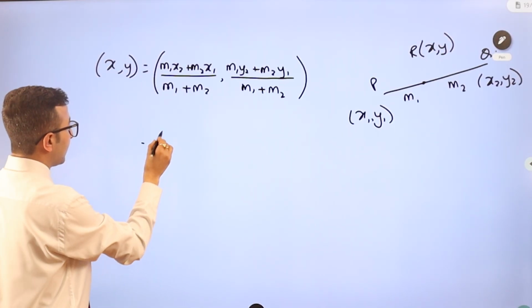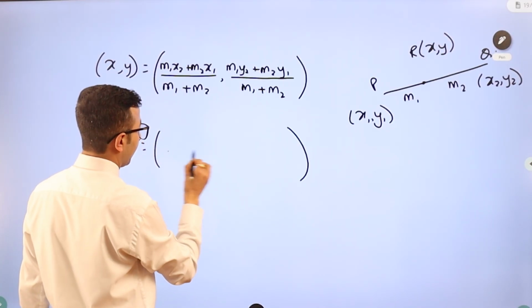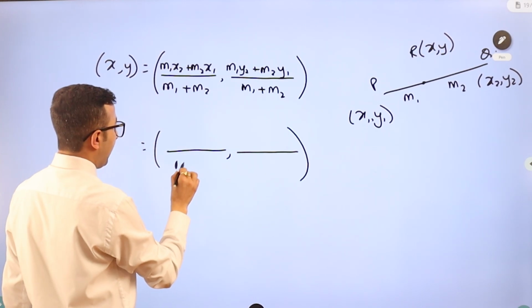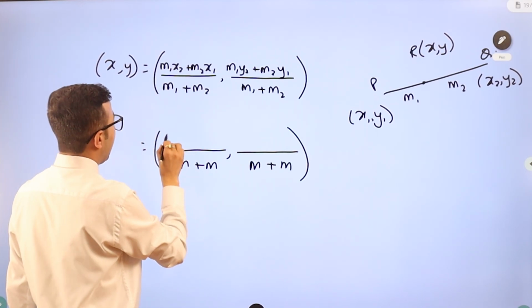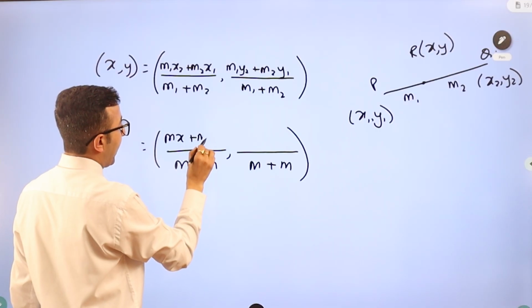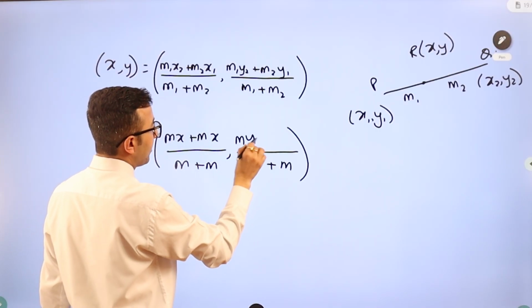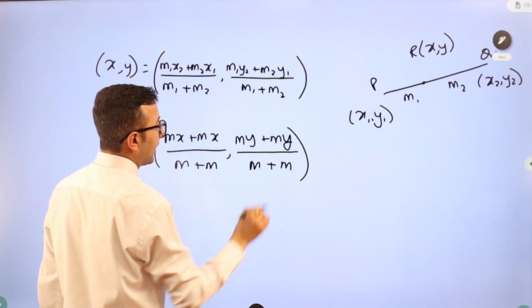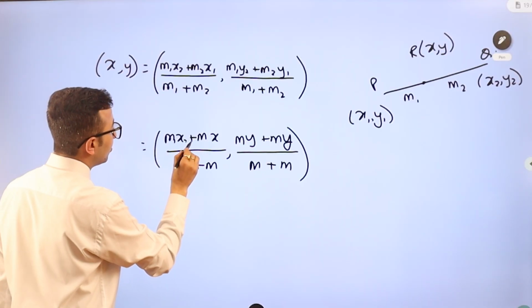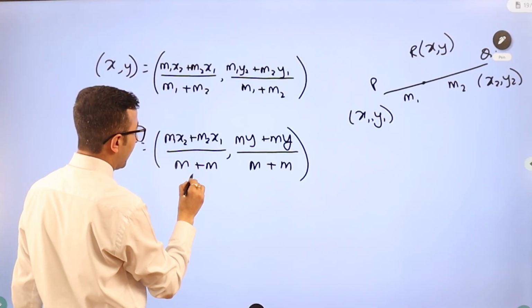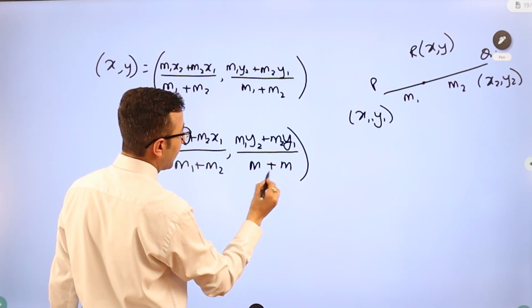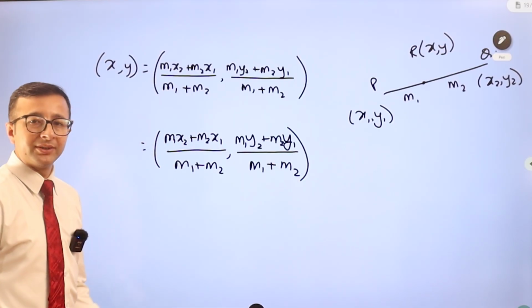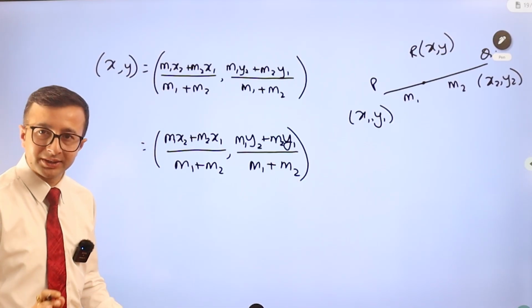Or else you can use this one also: m plus m, m plus m, mx plus mx, here my plus my. Now use 1 2 2 1, 1 2 1 2 2 1 1 2. By using this trick also you can memorize the section formula.